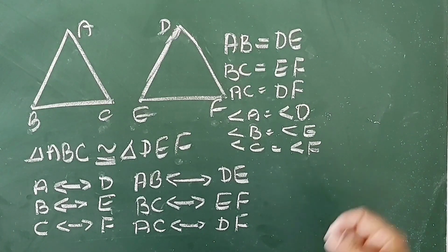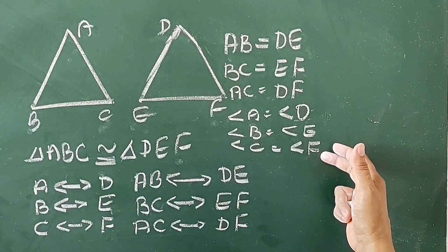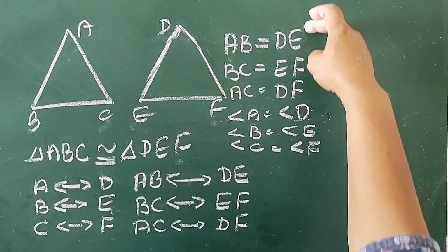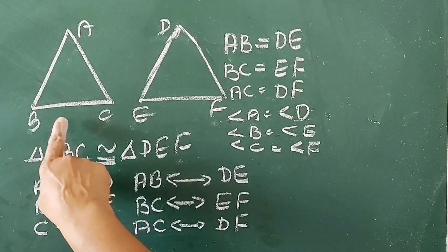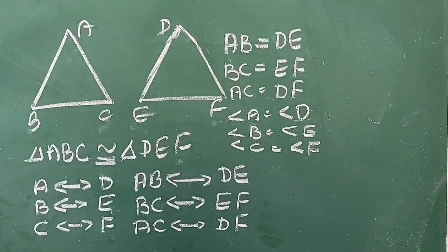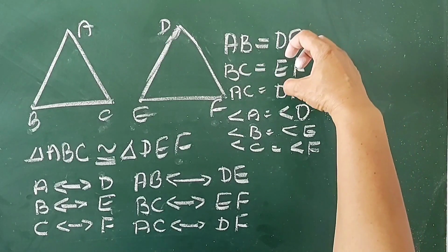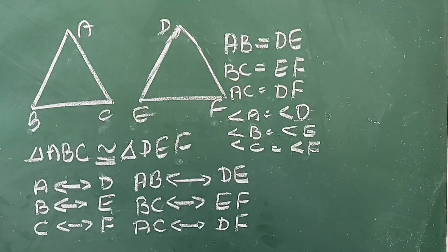That is, we have 6 statements, and there is no need to prove all these 6 statements to prove two triangles are congruent. We need only any three of these 6 statements to be proved.